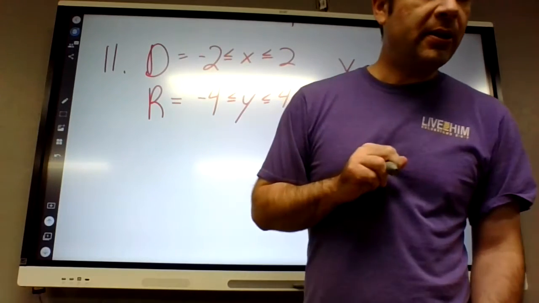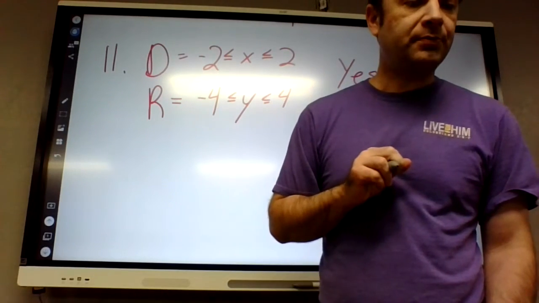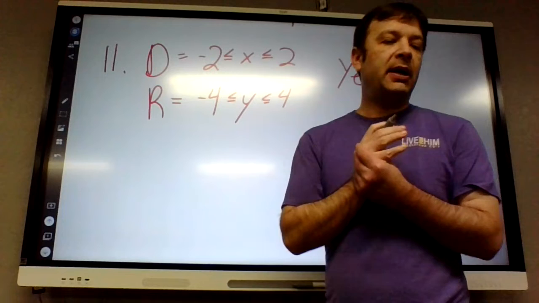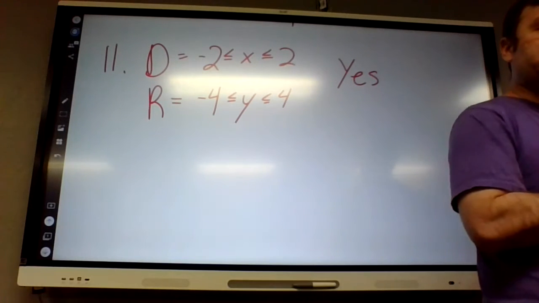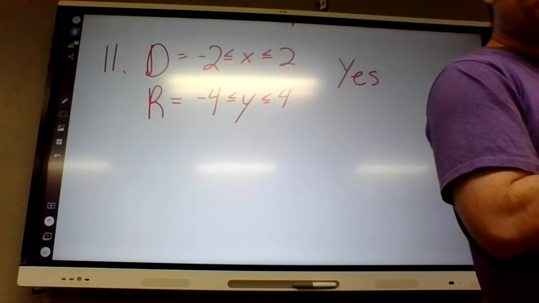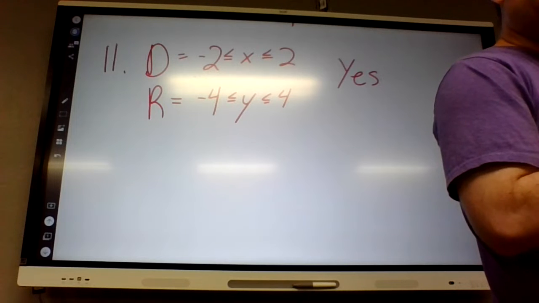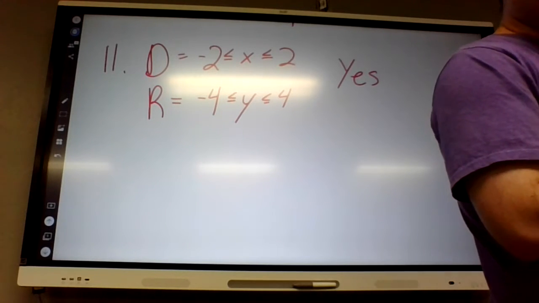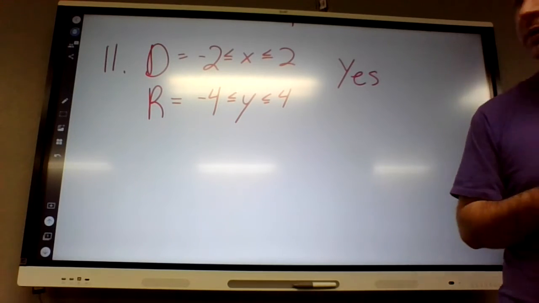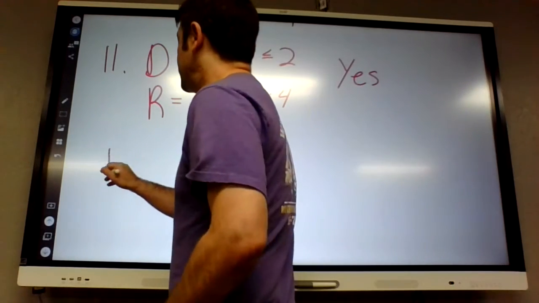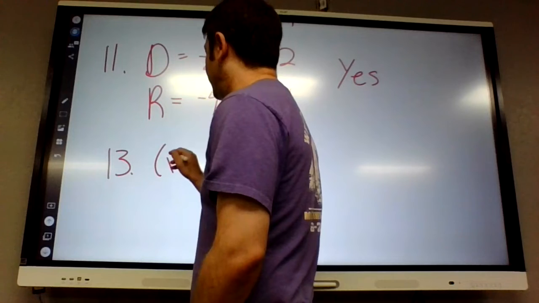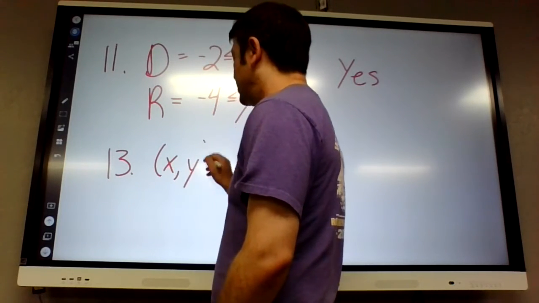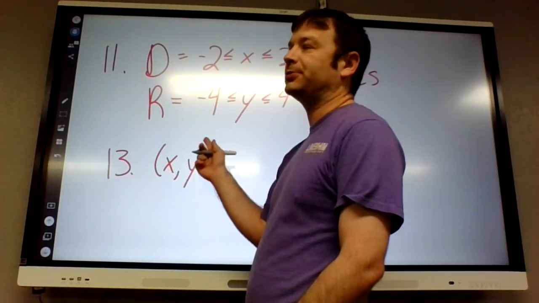Okay. 13. All right. 13 says represent each function as a set, this part's important. Represent each function as a set of ordered pairs and graph the function. It says a lot of stuff. It says x comma y. That's not really important. It's just saying those are your two variables.